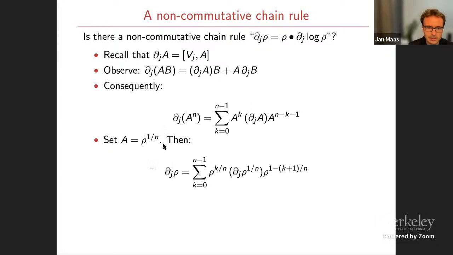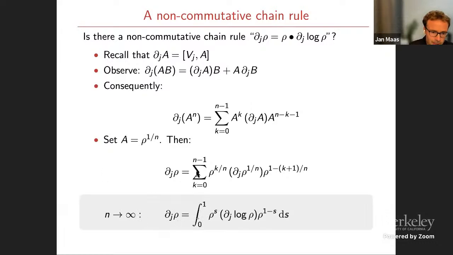Okay, and now this identity holds for every n, so it's very tempting to pass to the limit. And then you recognize that the right-hand side you can view as a Riemann sum. So if you let n tend to infinity, what you find is that d_j rho can be written as an integral from 0 to 1 of rho to the s times d_j of log rho times rho to the 1 minus s ds. So if everything would commute, it would just be saying that d_j of rho is equal to rho times d_j of log rho. But now we found a particular non-commutative multiplication, which gave us this chain rule. Yeah, and you see that it's very reminiscent of what we had in the discrete setup, where this logarithmic mean appears. So this is actually some kind of non-commutative version of this logarithmic mean.